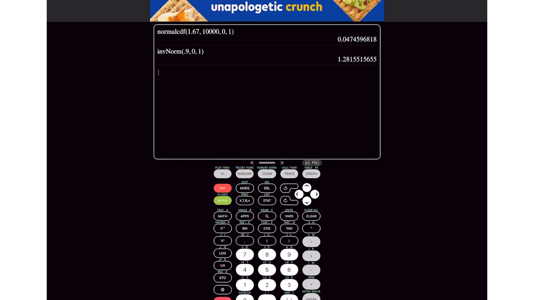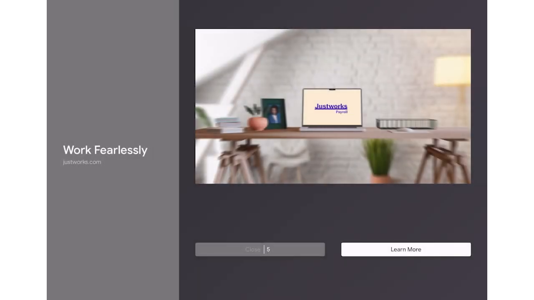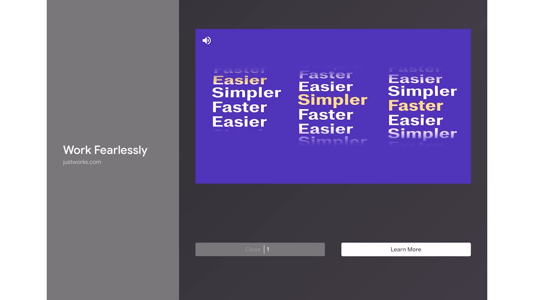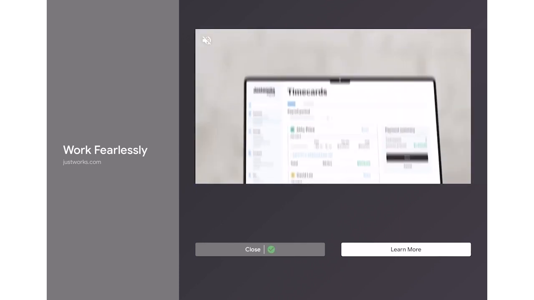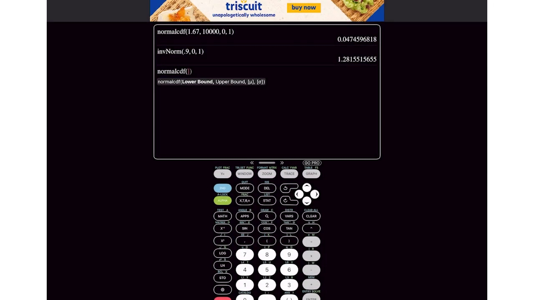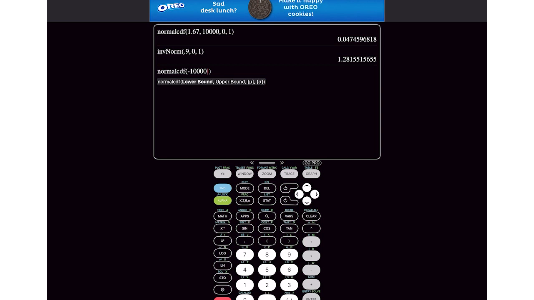Second, vars, number 2, normal CDF. We have to wait for this, and I apologize, this will be over soon, hopefully. There we go. So normal CDF, we've got negative 10,000, a comma, negative 1.5, comma 0, comma 1, and then hit enter, and you get the same answer that we found on the table, 0.0668.